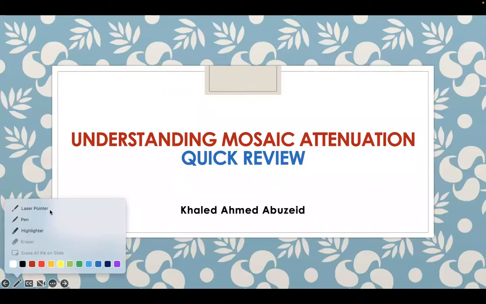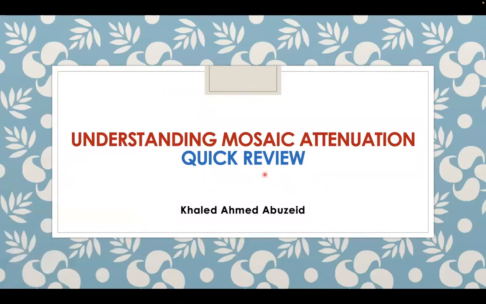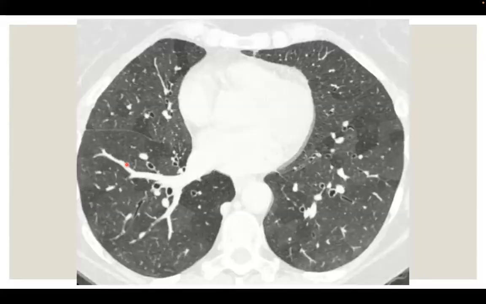The aim of this quick review is to understand the mosaic attenuation. The differential diagnosis is not in the scope of this presentation. By definition, the mosaic attenuation is presence of variable attenuation of lung, rendering the appearance of heterogeneous lung attenuation.